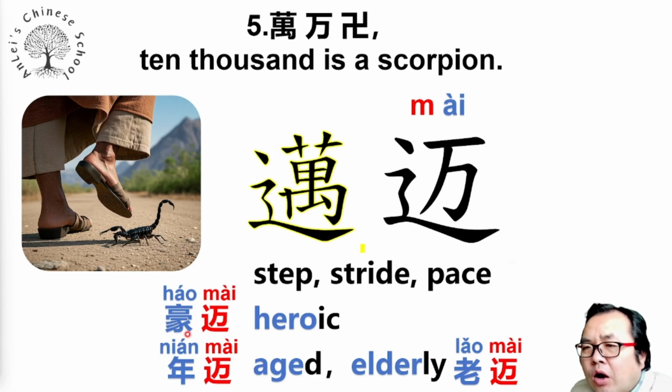You see, 豪, hero. Another word, 年迈, aged. 年 is year, age. When people are aged, they cannot easily step over a scorpion. Another one, 老迈, elderly. 老 is old, same as 年迈. When people are getting old, they cannot easily step over a scorpion.